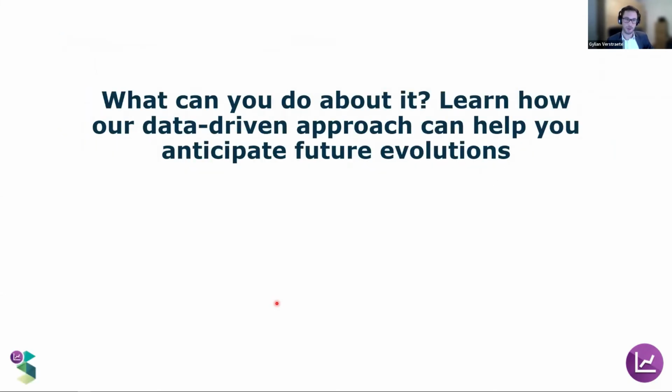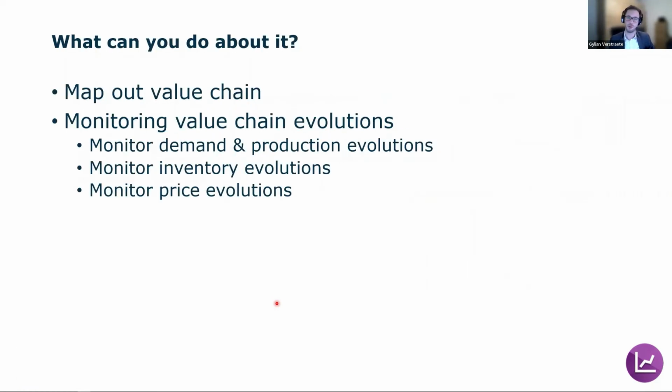So that's what I wanted to tell you about inflation. Now the question is, what can you do about it? There we of course offer some solutions that might help you to mitigate that impact. What we propose is that you map out your value chain, and across the value chain monitor demand and production evolutions, inventory evolutions, and price evolutions. It could also be interesting to monitor order evolutions, for example, if that's available. And for that, we propose to use the concept of a proxy.